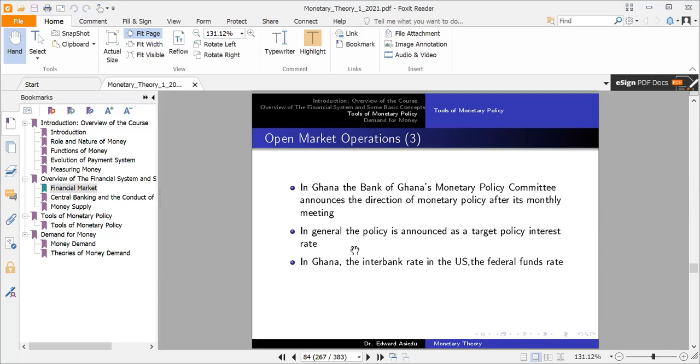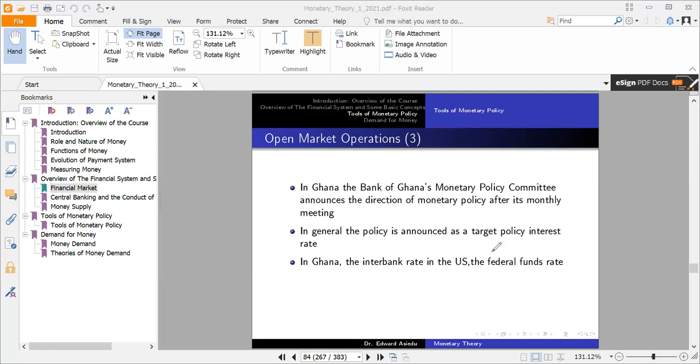We'll go into some of the dynamics. In general, the policy is announced as a target policy interest rate. So the government has a target rate in the market. As I said, if that target rate falls, it signals that we are expecting the interest rates in the market to fall. And if the target policy rate increases, then it's likely that other interest rates in the market will rise. It's a target. It's like the whiteboard, what we did.